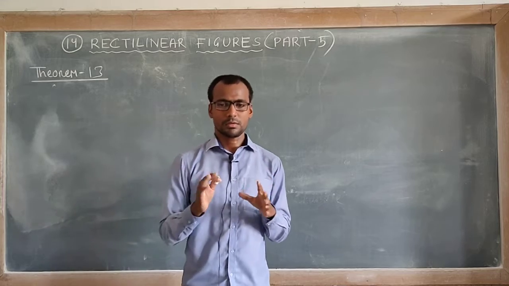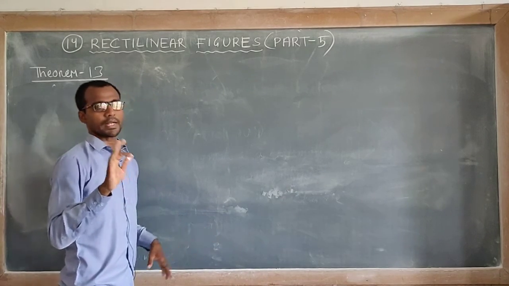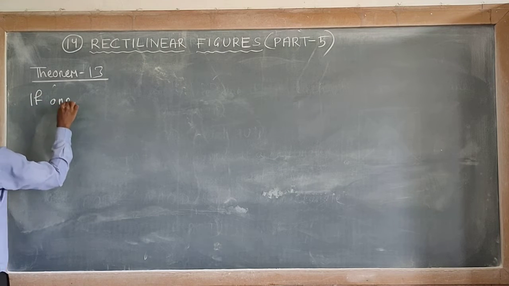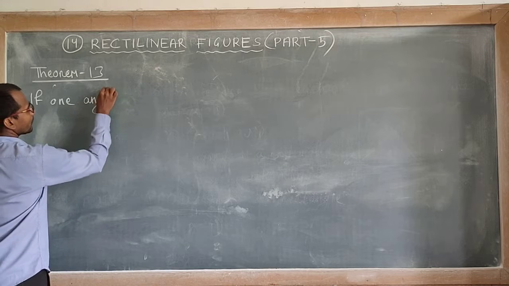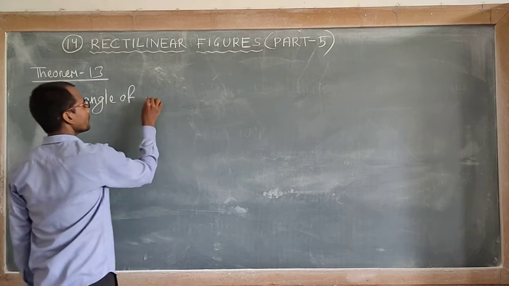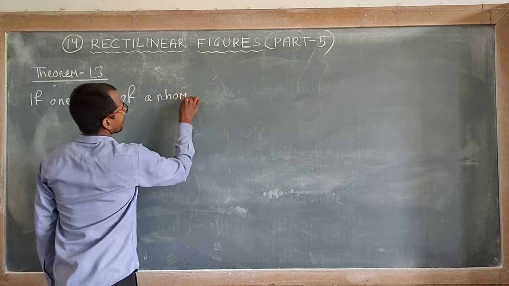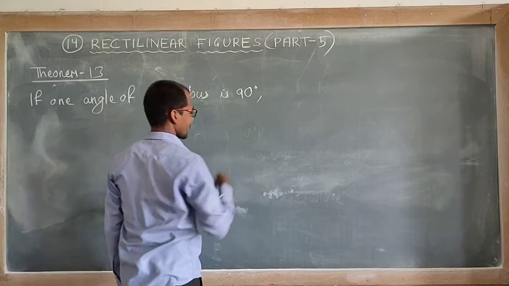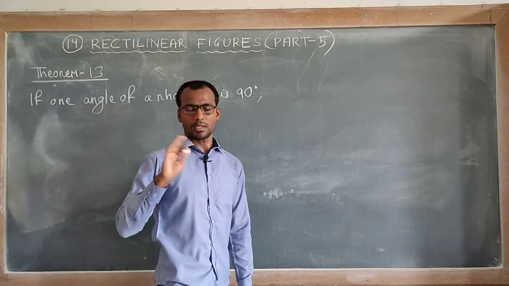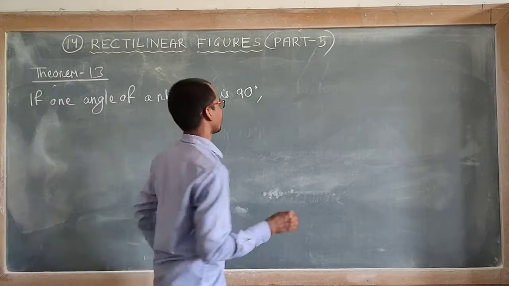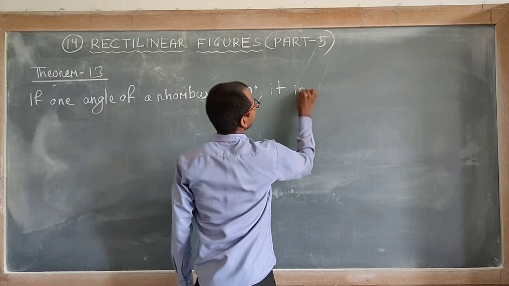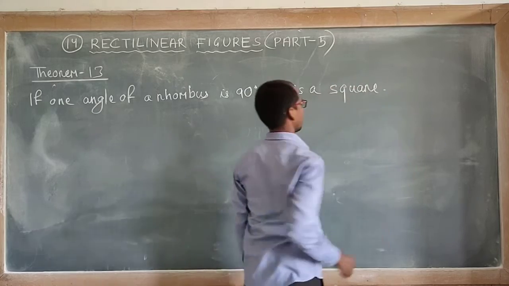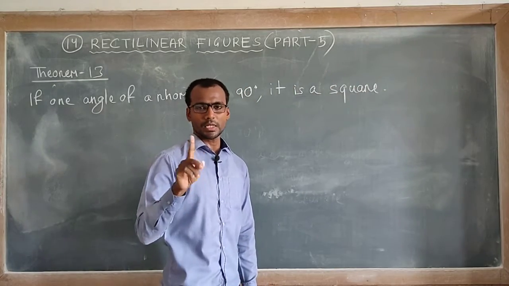So we can have a theorem like this. If one angle of a rhombus is 90 degrees, then automatically each angle will become 90 degrees and it will be a square. Okay. So let us draw a rhombus in which one angle is 90 degrees.